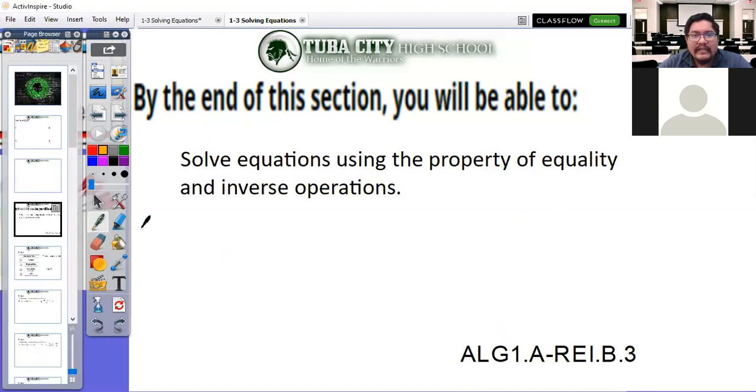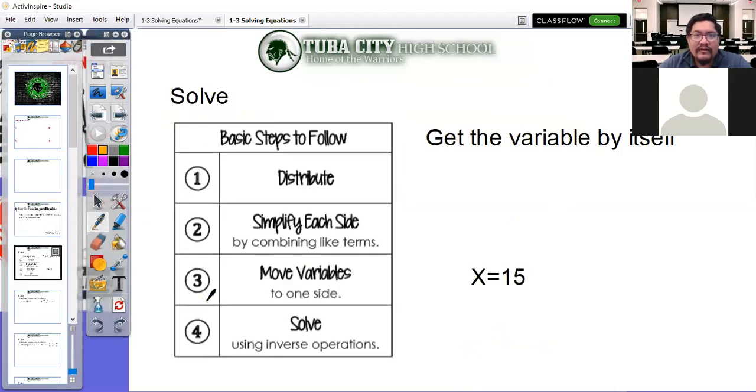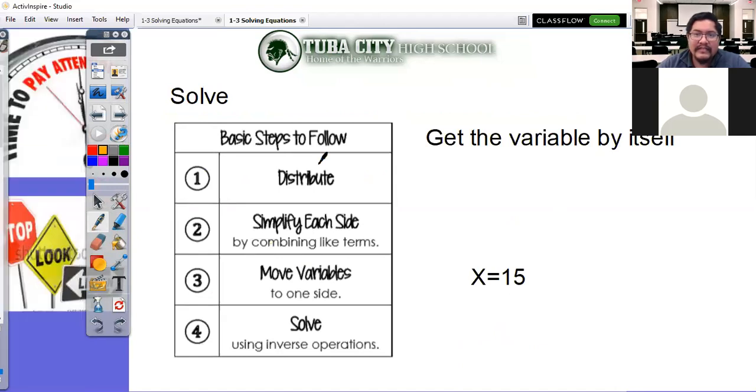So what we've got for today: solve equations using the property of equality and using inverse operations. Those are the two things that we're going to be working on today. When we solve equations, what exactly does that mean? Just like in the previous lesson, there is a difference between equations and expressions.